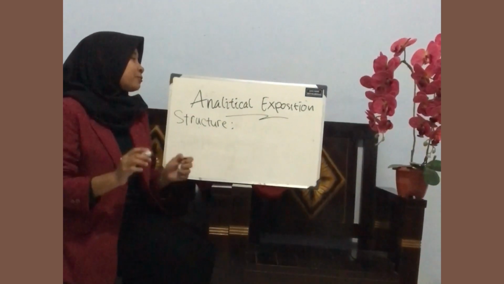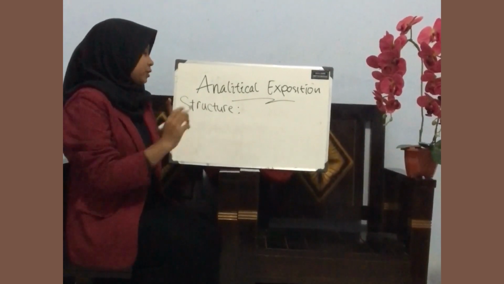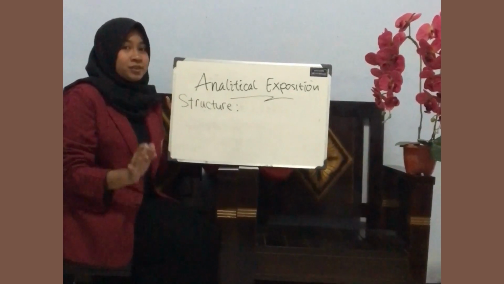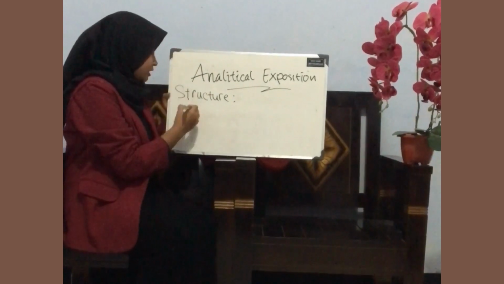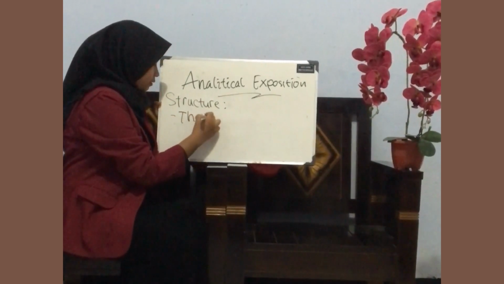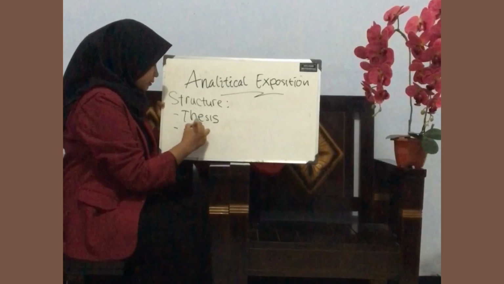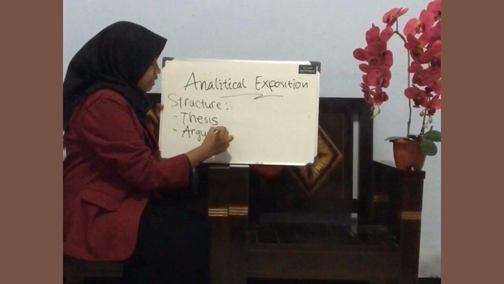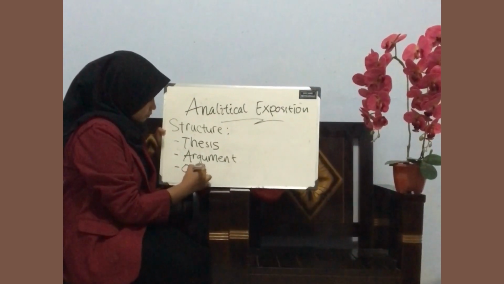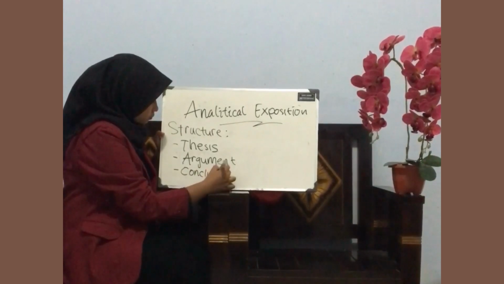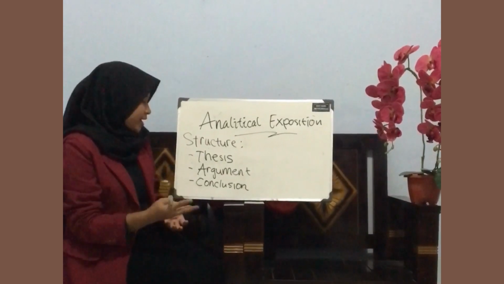Okay students, after we learn about the explanation of analytical exposition text, next material is about the structure of analytical exposition text. So analytical exposition text has three structures. First is thesis, second is argument of the writer, next is conclusion. This is the structure: thesis, argument, and also the conclusion.